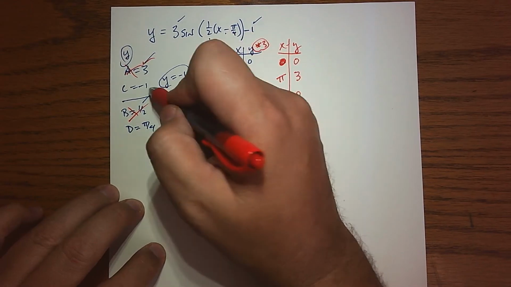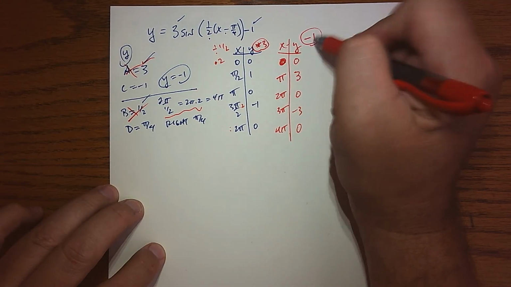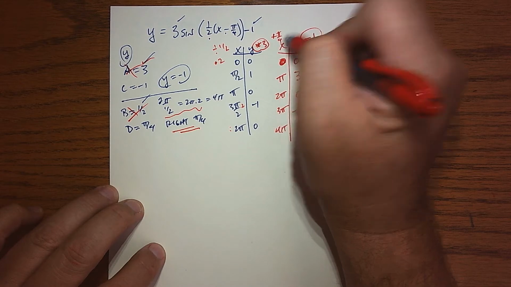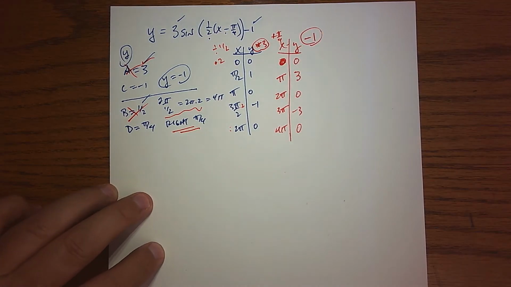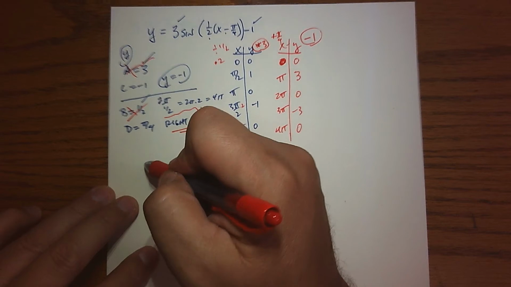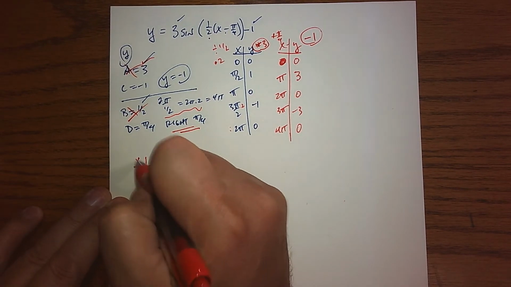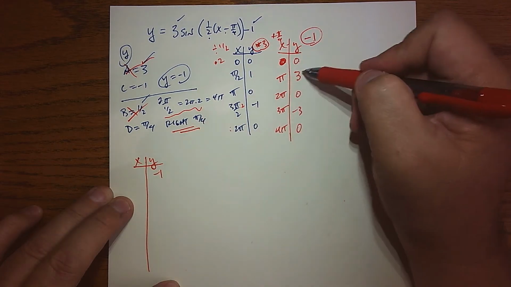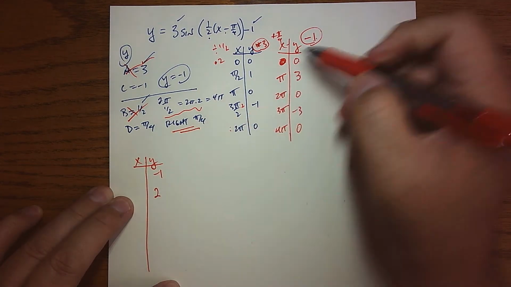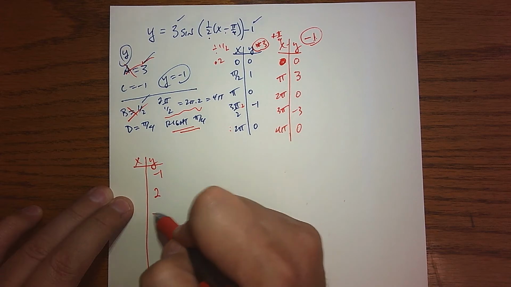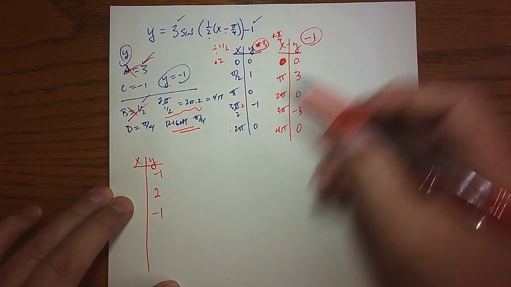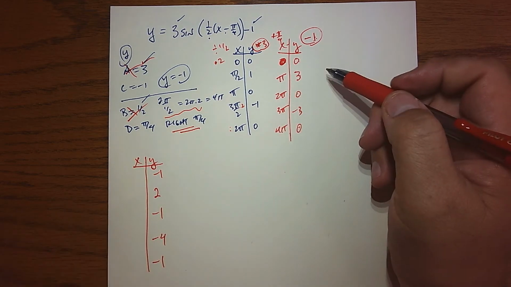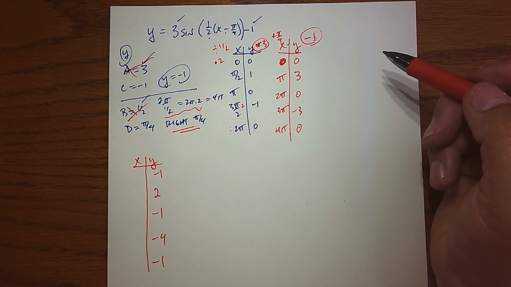C is -1, so we're going to be subtracting 1 from all the y values. We're moving right, so we're going to be adding pi over 4 to all the x values. Looking at my new data, let's do the y first. 0 take away 1 is -1. 3 take away 1 is 2. 0 take away 1 is -1. -3 take away 1 is -4. 0 take away 1 is -1. So there's our new y data.